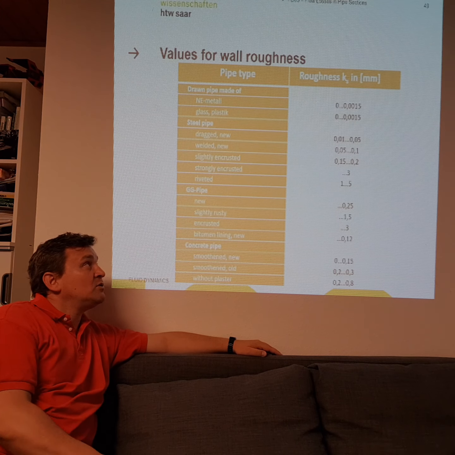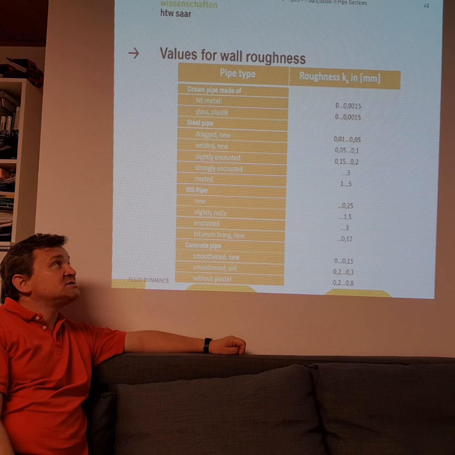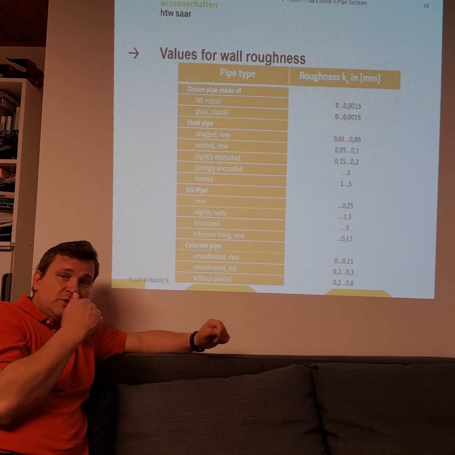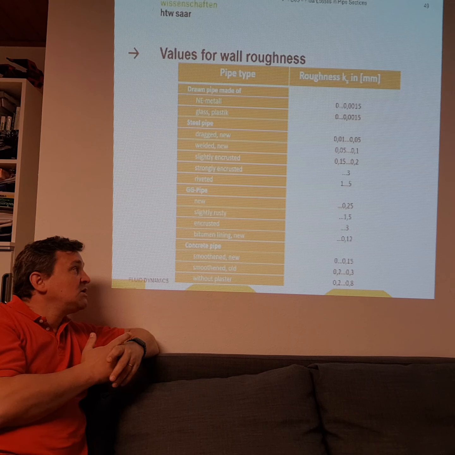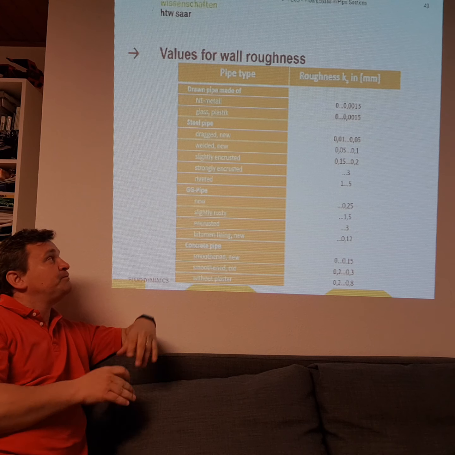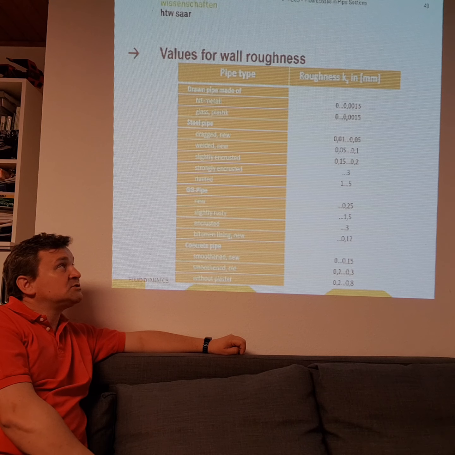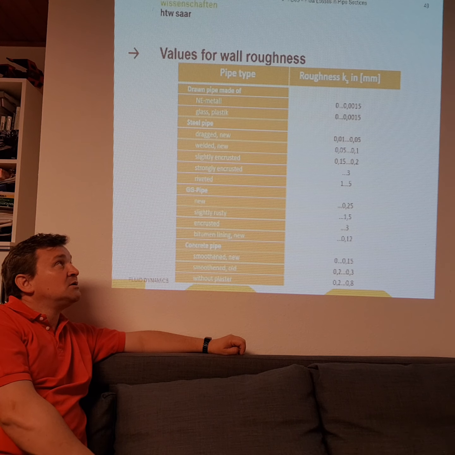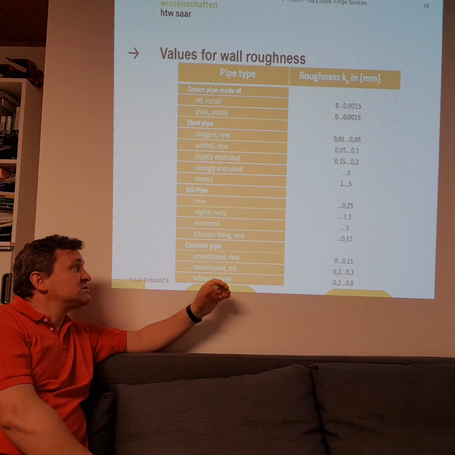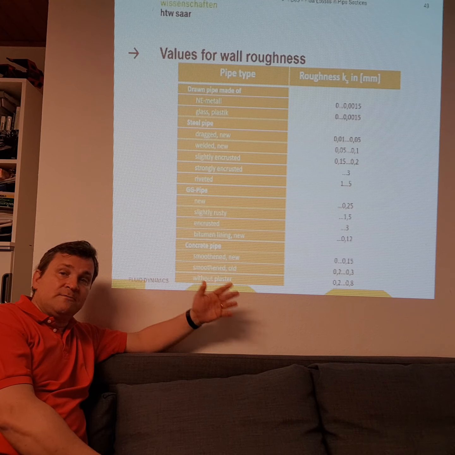Okay. If you now ask me how can I calculate the roughness, of course you can measure it. You can go with a small ruler to the pipe and measure it, but you can also look into some tables, where different pipe roughnesses are sampled. You can look at the different roughness values in millimeters, for example for concrete or metal or copper, and you can look them up.